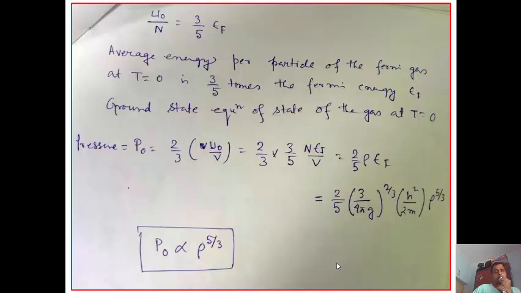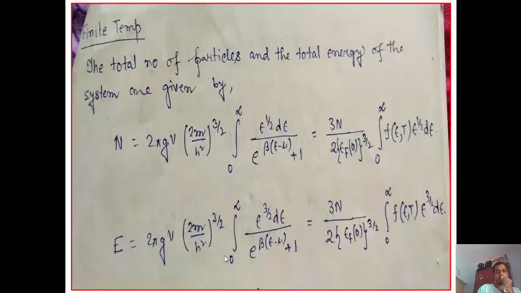Pressure can be written as 2/3 of energy density. Then energy density U0 by V into 2/3. So we get pressure, and putting all these values, we get the pressure P0 proportional to rho to the power 5/3. At finite temperature, the case is quite difficult, and we use some tricks to solve the equation.